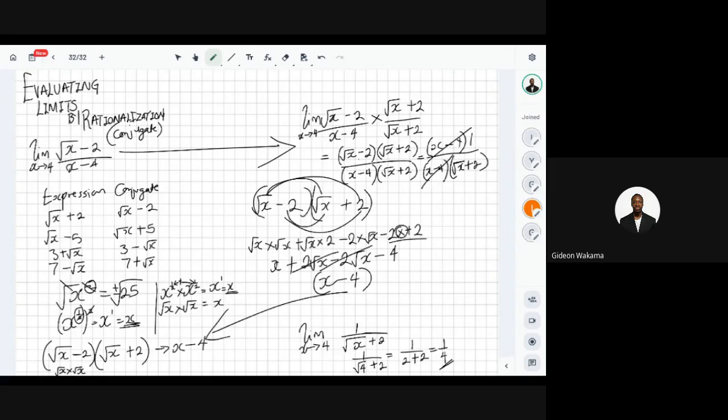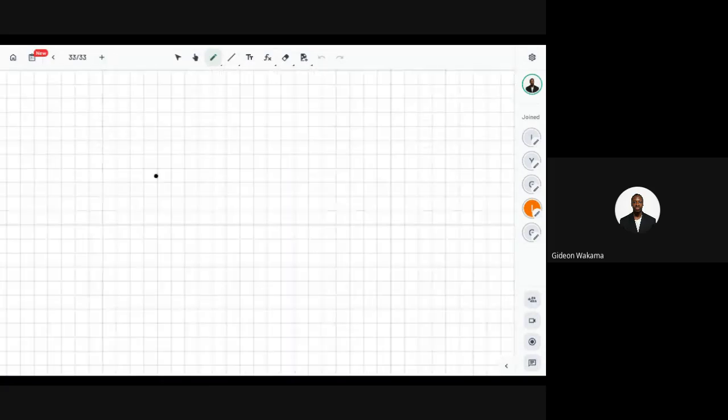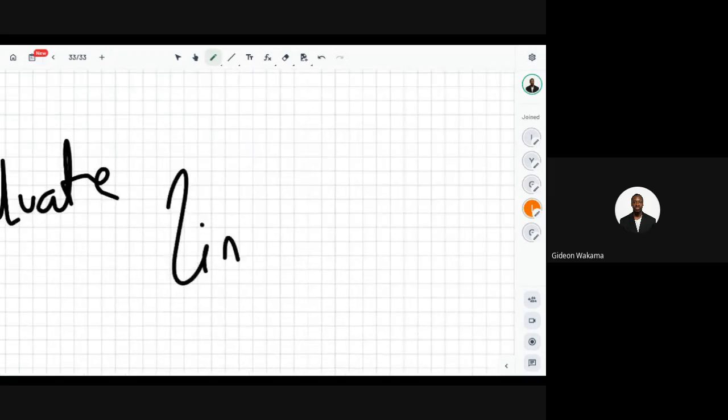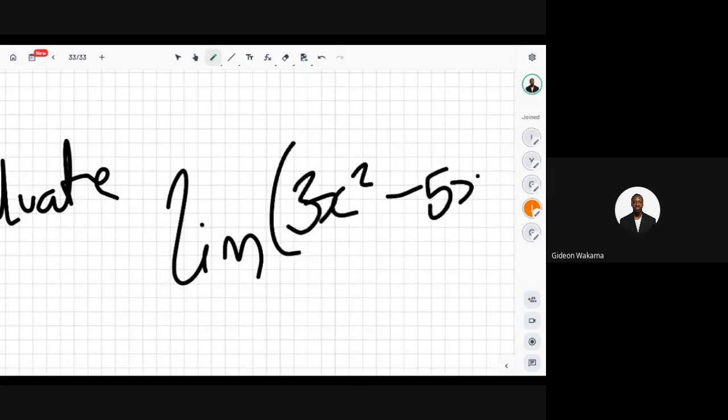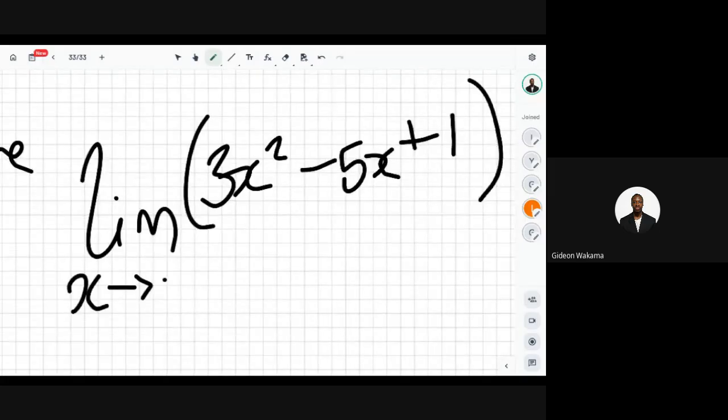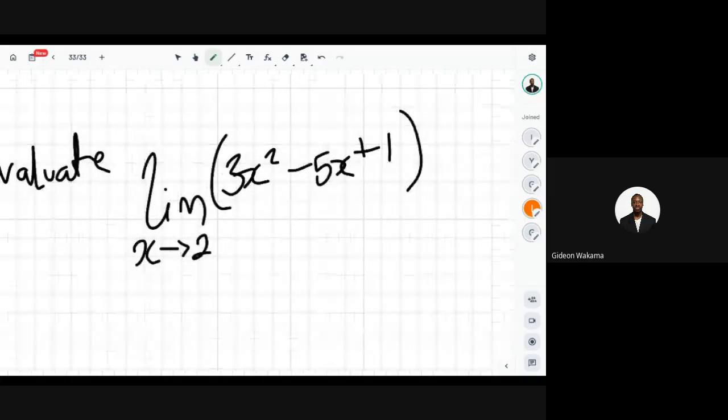But okay, let's see something. Can we answer this question? Answer this question for me. Evaluate. Let's test. Evaluate the limit of 3x squared minus 5x plus 1 as x approaches 2. What's our answer, please?